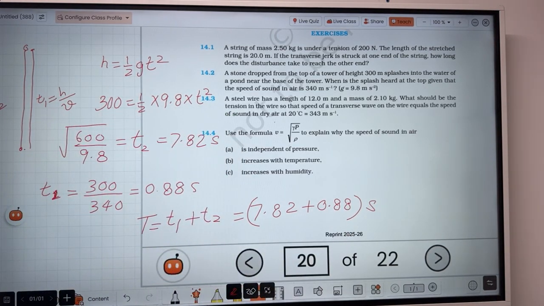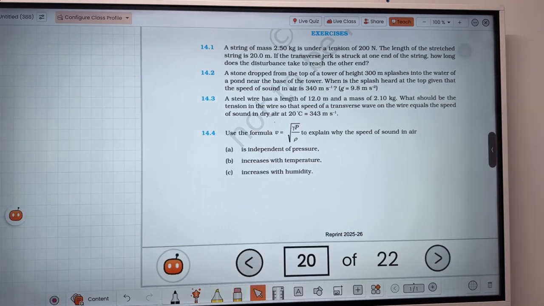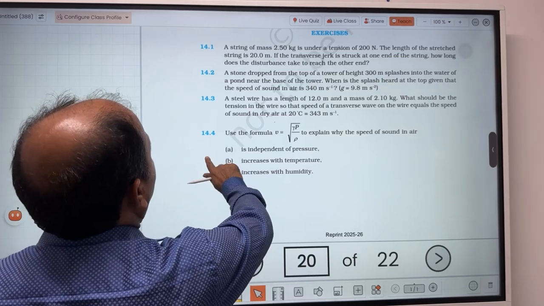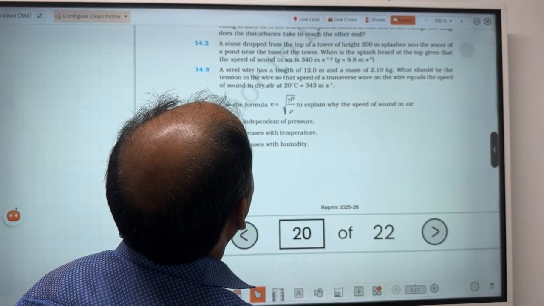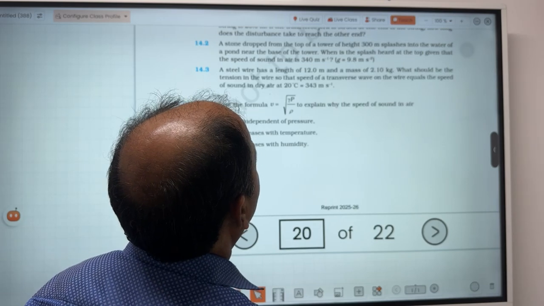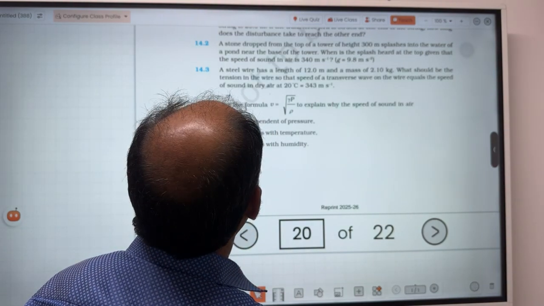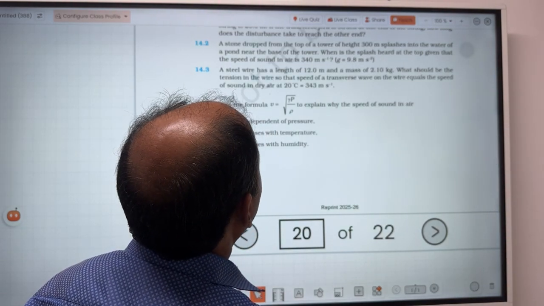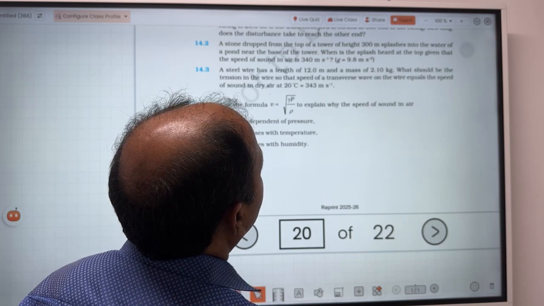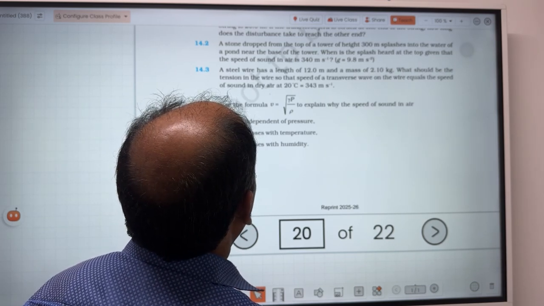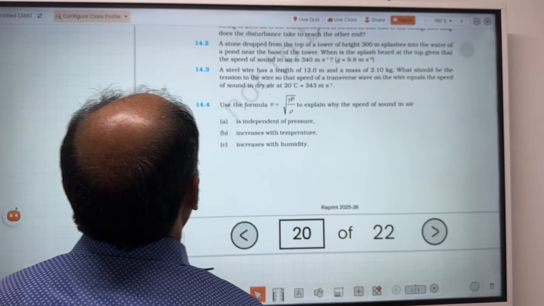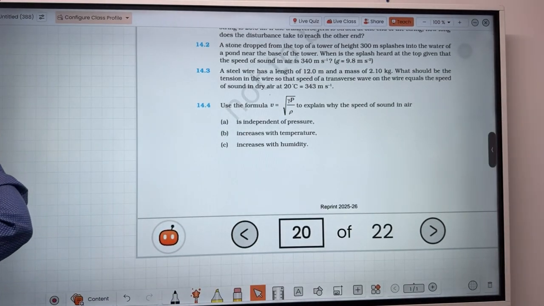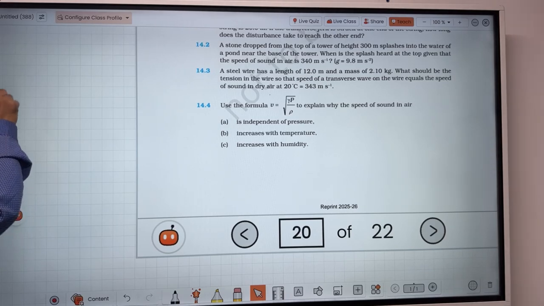I think you have understood fully. Question is simple. Now let's see the next question. Next question says, a steel wire has a length of 12 meter and a mass of 2.1 kg. What should be the tension in the wire so that the speed of the transverse wave on the wire equals the speed of sound in dry air at 20 degrees centigrade, that is 343 meter per second? So we have already studied the formula.